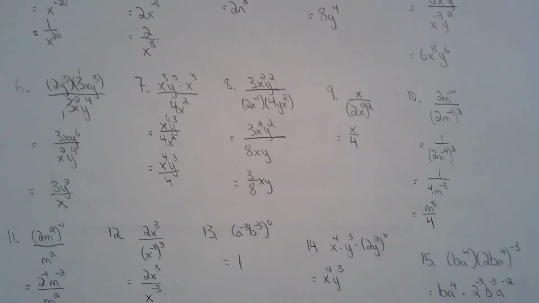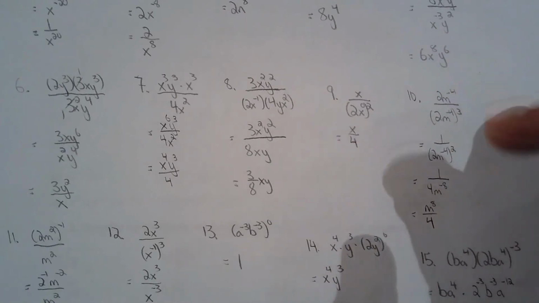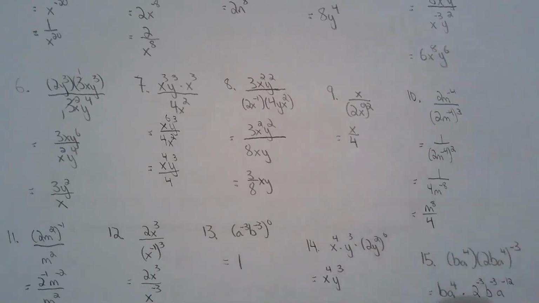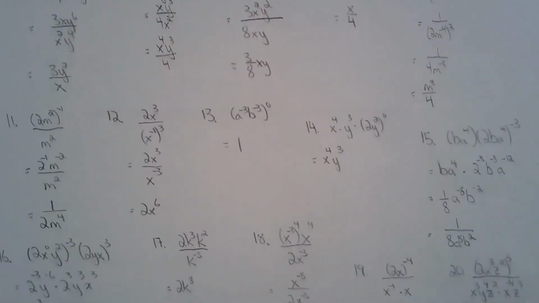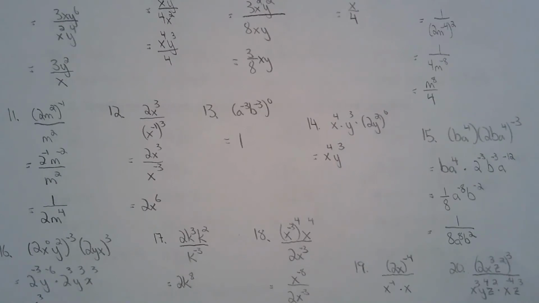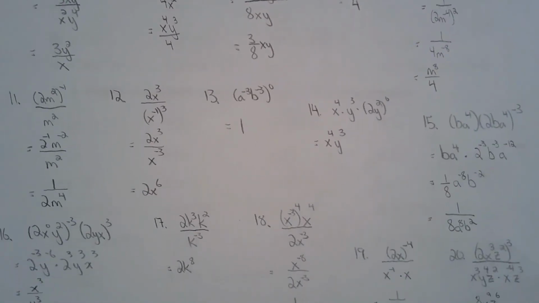6 through 10, not much to say there either. I may have saved a few steps here and there, but as long as your final answer is the same as mine, then I guess we're both correct. Well, hopefully I didn't make a silly mistake, but I'm feeling pretty good about my answers. Okay, 11 to 15. Yeah, not much to say.